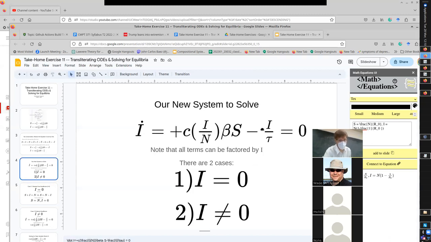Okay, so let's deal with the I equals zero case. So you tell me, if I equals zero, we're halfway done. We know the value of I. So what is S? Yes, that's equal to that. That's equal to that. Right? What is that saying in intuitive terms?